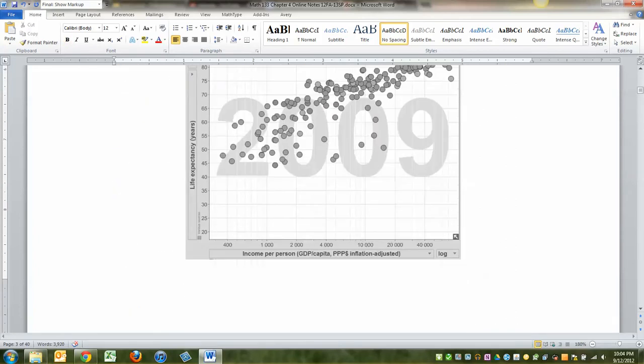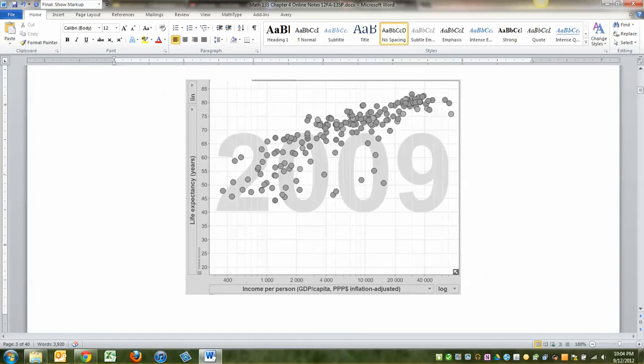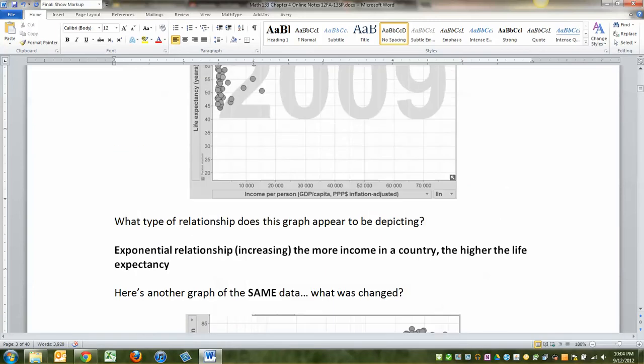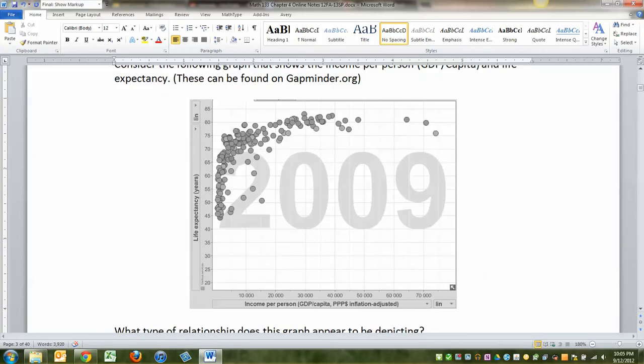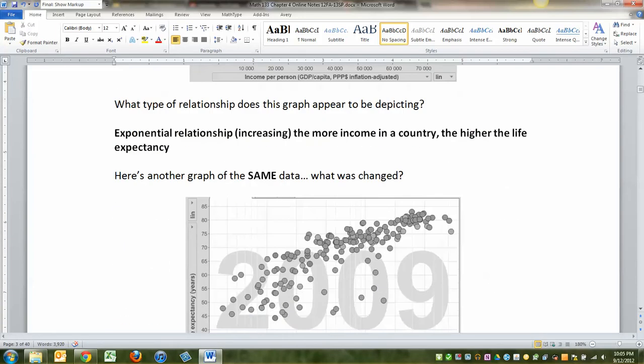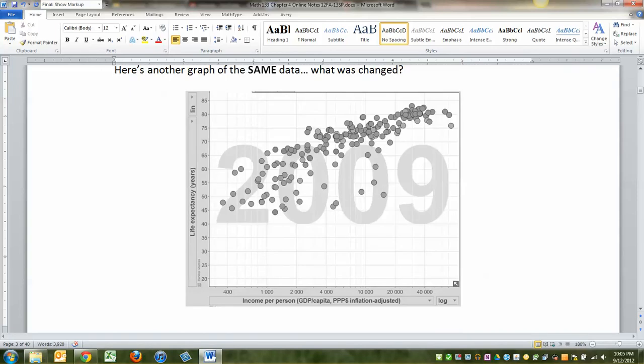Because believe it or not, this is the exact same graph. These are the same dots. These are the same countries. See that dot over there on the far right? That is this dot right here, right? So what happened? What changed? We'll take a look at it. Life expectancy, 20, 25, 30, that's all the same. But what's different is down here.